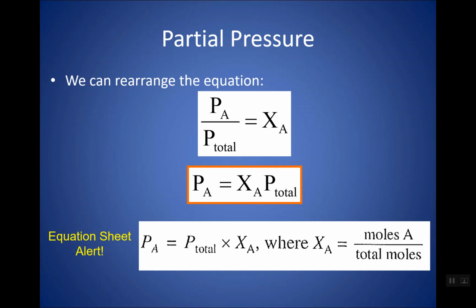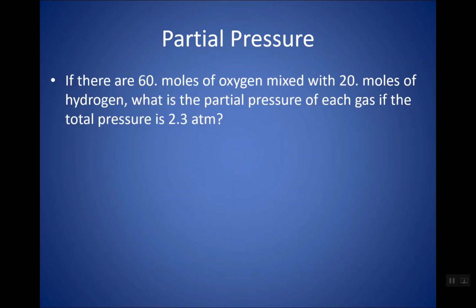And why do you need this equation? Because you might have a problem that looks something like this. If you want to pause the video to try it and then check your work, that might be a good idea. I'm just going to go straight to solving it, so check your work. If there are 60 moles of oxygen mixed with 20 moles of hydrogen, what's the partial pressure of each gas if the total pressure is 2.3? Look at it. They don't give you any temperature data. They don't give you any volume data. So you can't actually plug into PV = nRT to solve for anything.